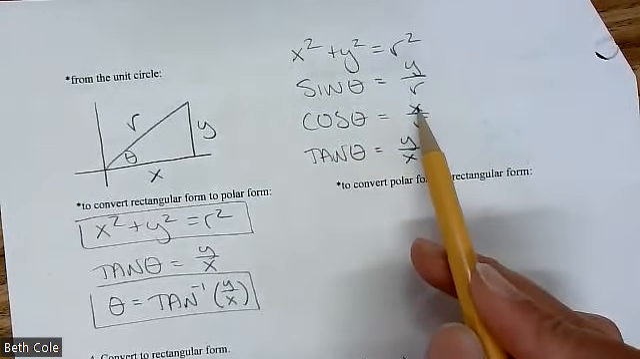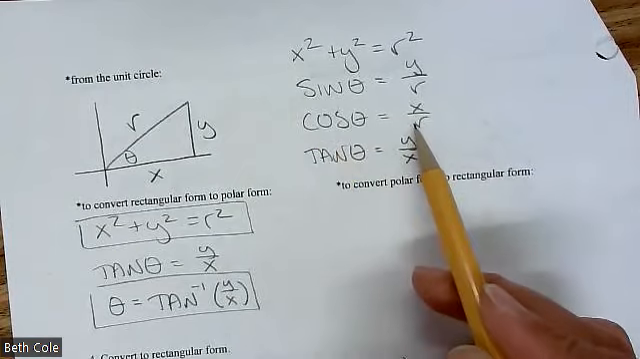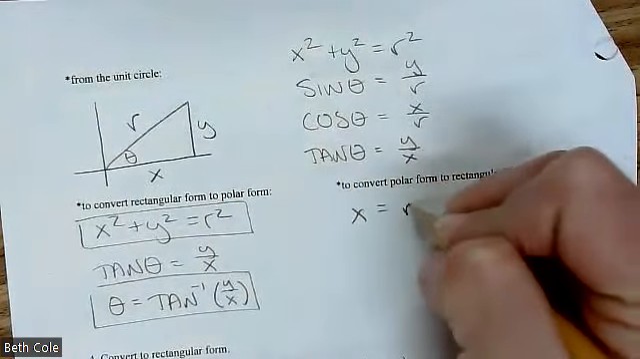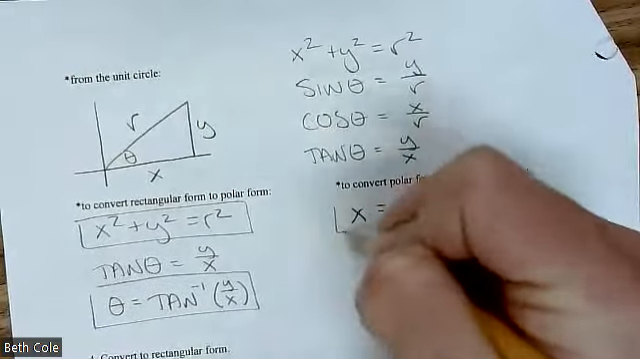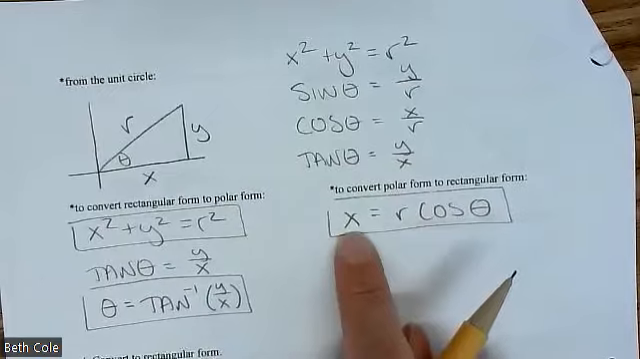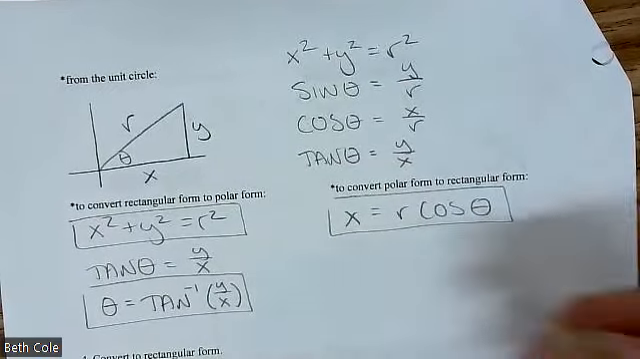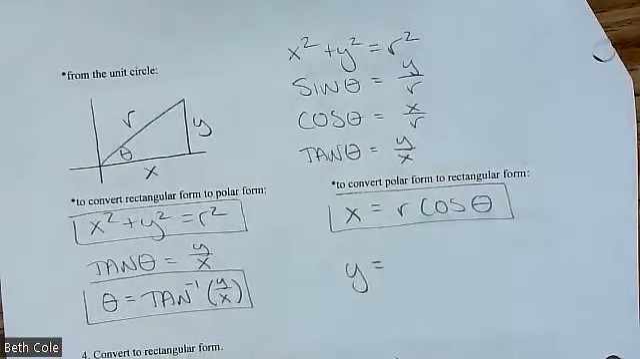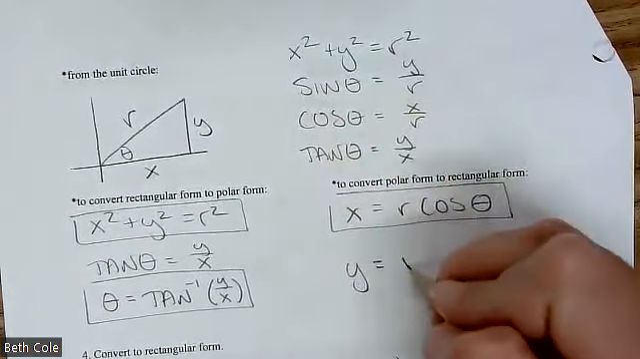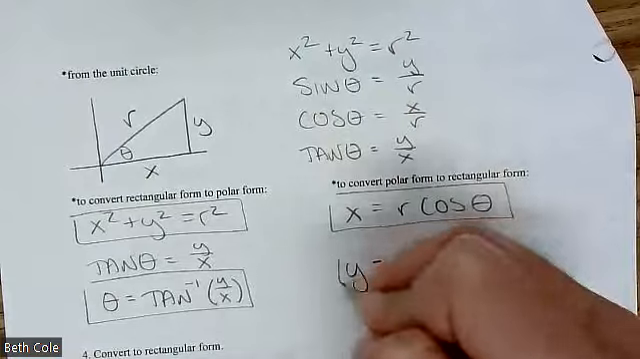How would you get x by itself here? R over, good. So x equals r cosine theta. That's how you would get x. So if you have r and theta, but you're missing x, that's how you would get that. How would you get y? Good. And again, you would multiply the r over, so it would be r sine theta.